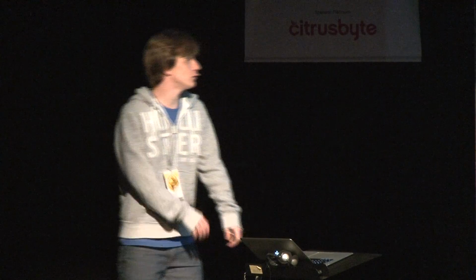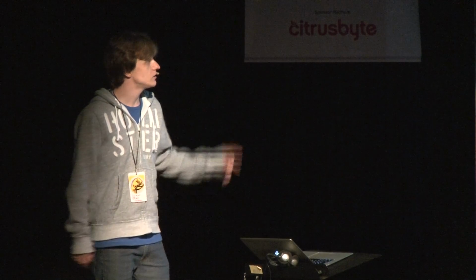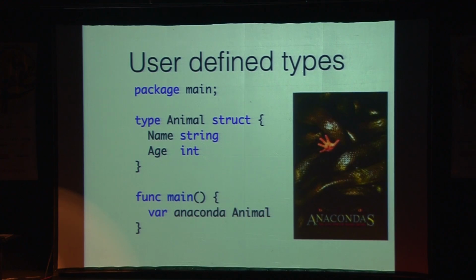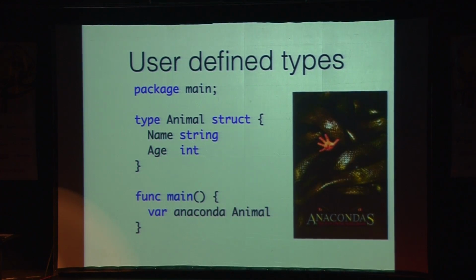Also, you can define your own user types. This is similar to what you have in C. I start by declaring a new type, Animal, which is a struct. There's the attribute name as a string, and the attribute age as an int. If I want to use this struct inside my program, I just declare it like var anaconda Animal.